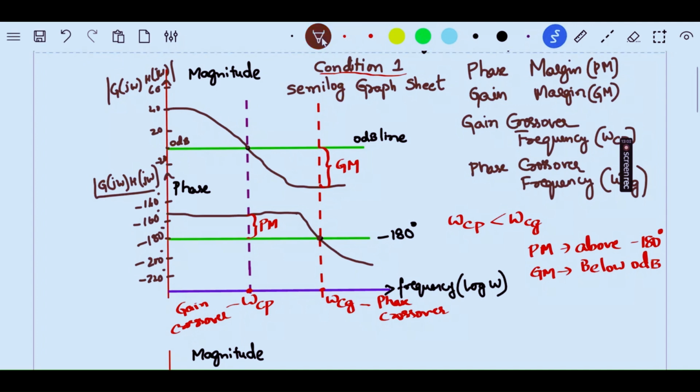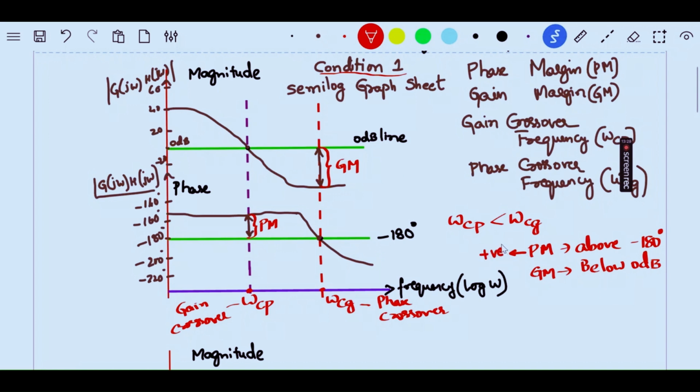So let me draw it. This distance is the gain margin, and this distance is the phase margin. Therefore, what we comment here is, once we get the phase margin above minus 180 degrees, such a phase margin is considered to be positive. Keep that in mind.